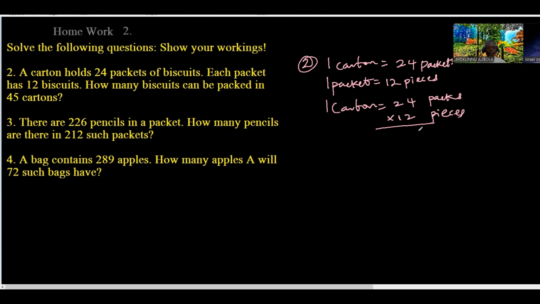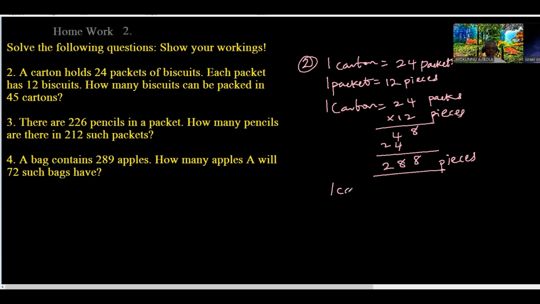So we have 2 times 4, that is 8, 2 times 2, that's 4, 1 times 4, and 1 times 2. So we get this to be 288 pieces in 1 carton. Then it says how many biscuits will be in 45 cartons.